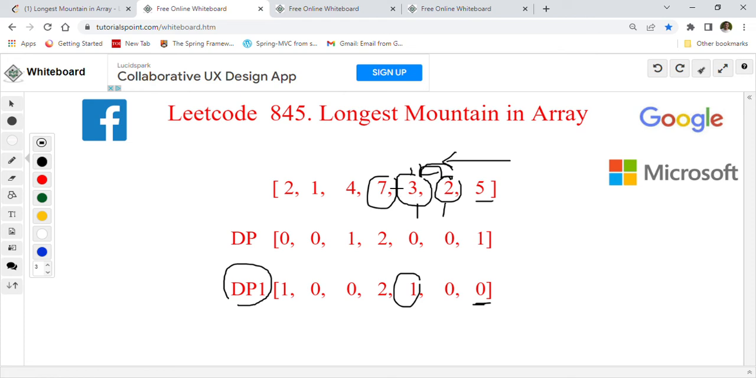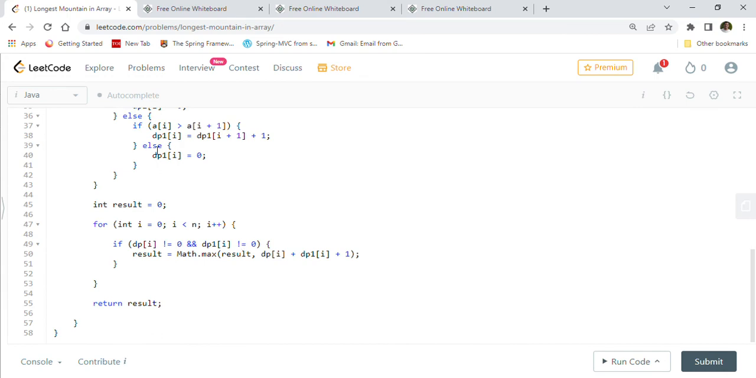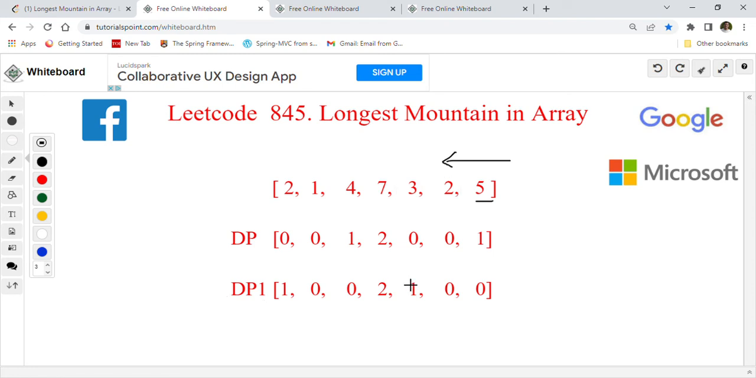A of I, this one, is greater than A of I plus 1, yes, so we add 1 to it, because that is going to contribute to our mountain array. If it's not contributing, we just put 0. So this is the way we populate our dp1 array. This one is a dp1 element, and this is the dp1 array that we are populating. So our dp and dp1 arrays are now populated, and it will look like this.